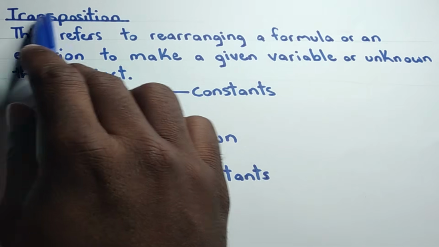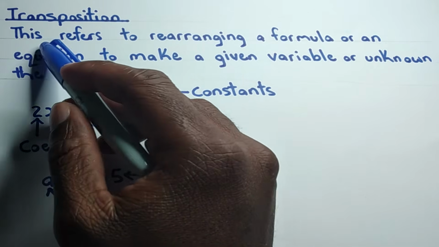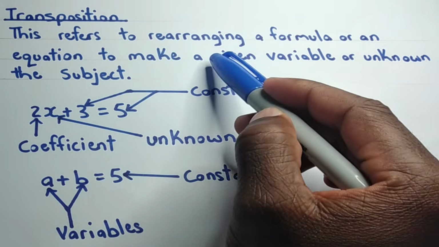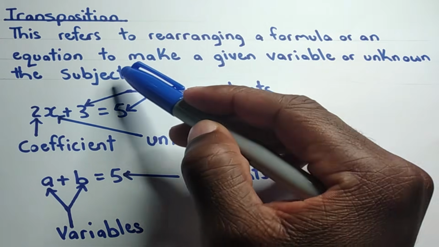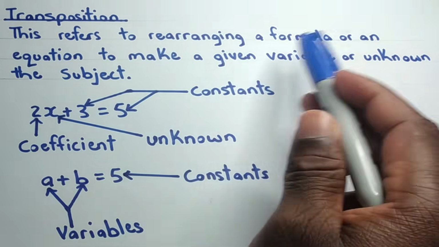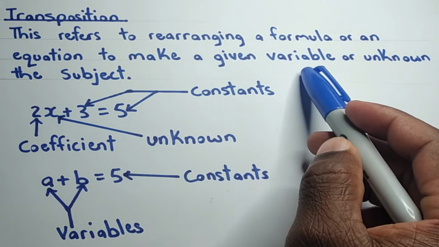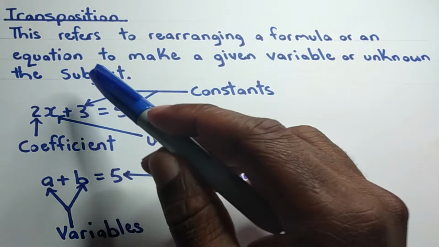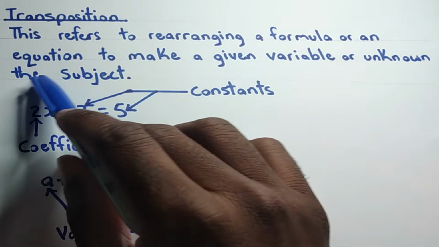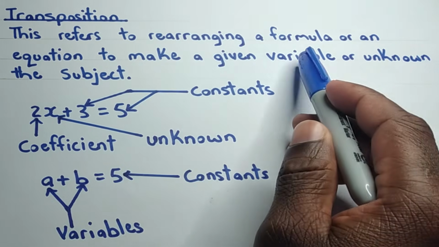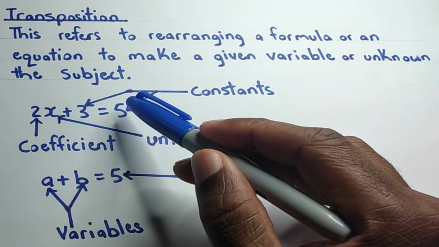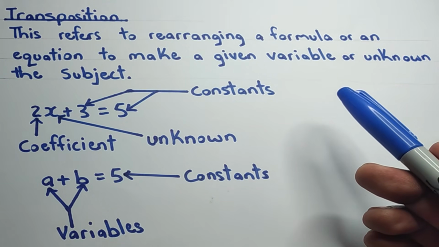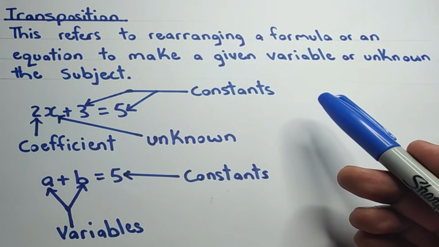Alright guys, so I want to explore the whole concept of transposition. The term transposition refers to rearranging a formula or an equation to make a given variable or unknown the subject. And we'll look further in the video at what this means. In fact, it simply means you want to get the variable or unknown on one side of the equal sign by itself. So that's what we mean by subject. And as mentioned before, you'll get a better understanding of that as we go further on in the video.